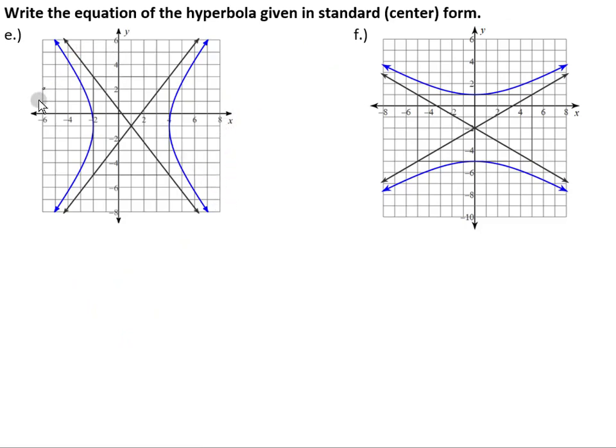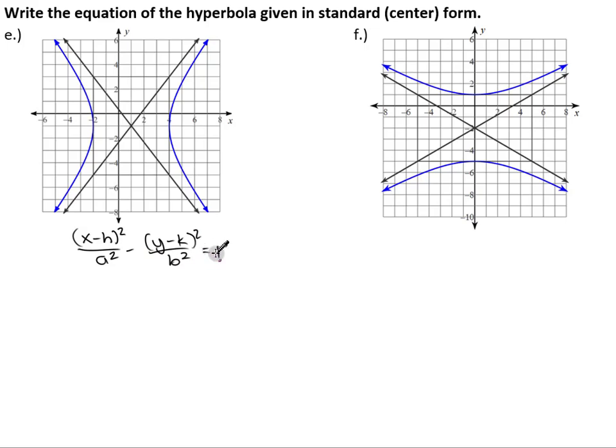Okay, next it says write the equation of the hyperbola given in centered form. So we're going to write that centered form. And the first thing I notice about E is it's opening left and right. So I know we have the generic form where x will be the positive value, and that would be over a squared. It's a hyperbola, so there's a minus between them, and that would be over b squared equals 1.